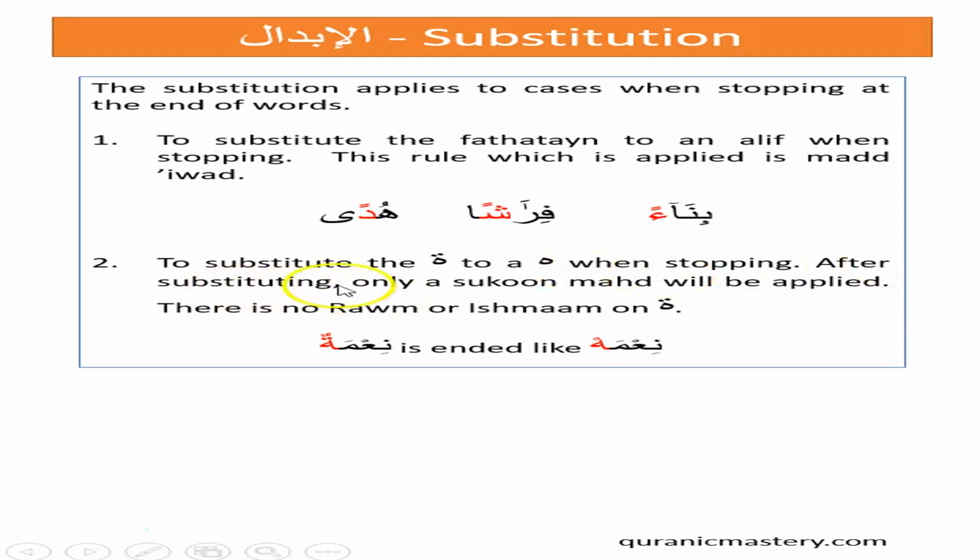After substituting, only a sukun mahd will be applied. There's no rom or al-ishmam on ta marbuta. So we are substituting ni'matun. If we are stopping on it, we're substituting this ta into this ha, and we are saying ni'mah, ni'mah. So this completes the lesson on stopping at the end of the words.